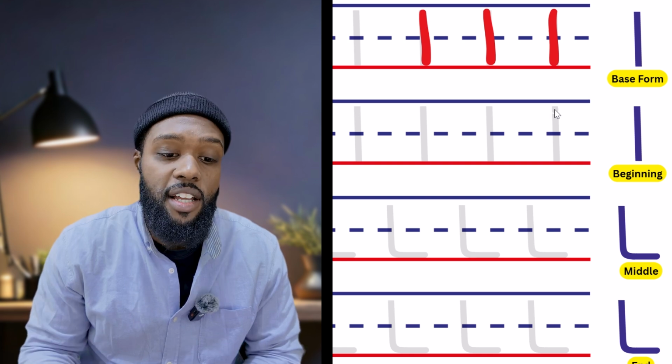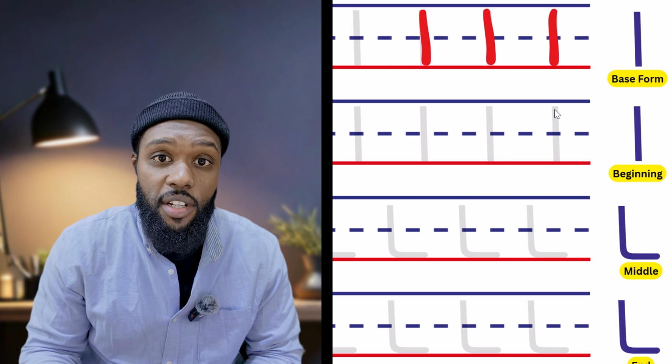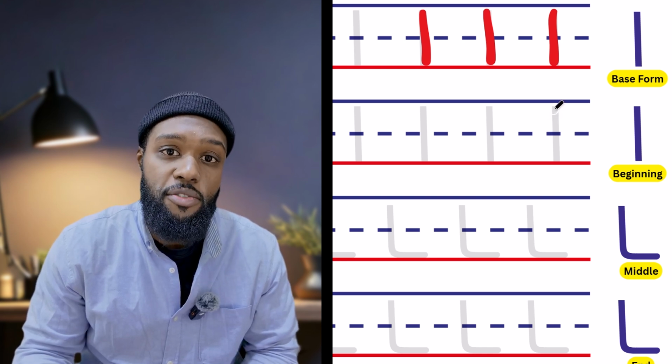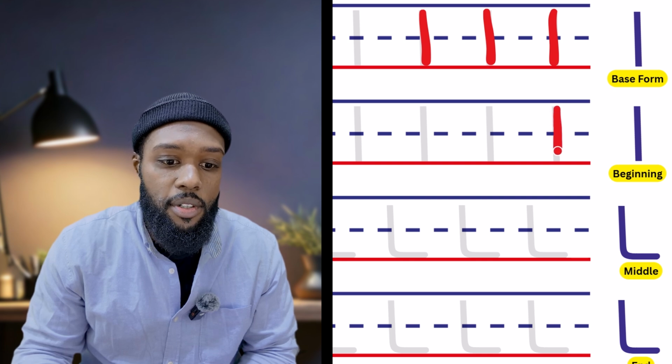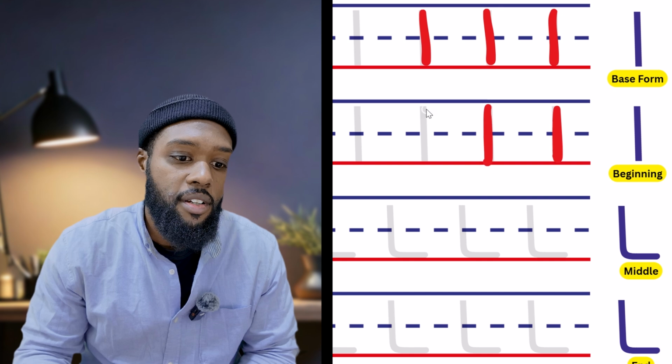When Alif is placed at the beginning of a word, it's the exact same. It does not change. It does not connect to any letters. So it's the exact same as its base form. And again, it's written from top to bottom, just like this. And again, from top to bottom.